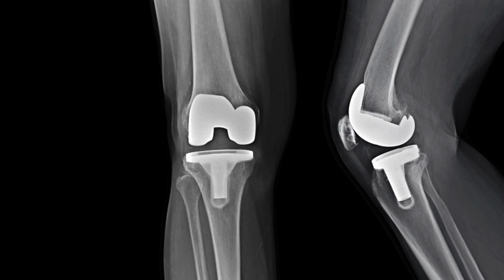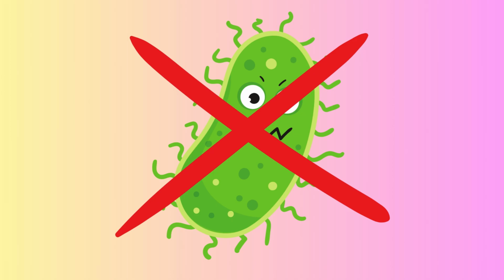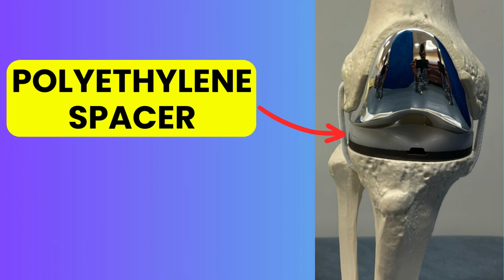The next cause of pain is what we call aseptic loosening. And by aseptic, what we mean is that the loosening is not caused by infection. So, what does cause it? In a knee replacement, between the two metal components, there's a plastic spacer made of polyethylene.